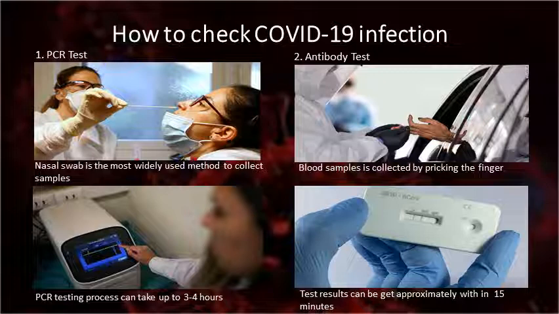This is done using a blood sample taken from pricking a finger or from a vein. However, this test can be used only after 2 to 3 weeks of the infection because only then can antibodies be detected. The test can reveal its results in approximately 15 minutes.